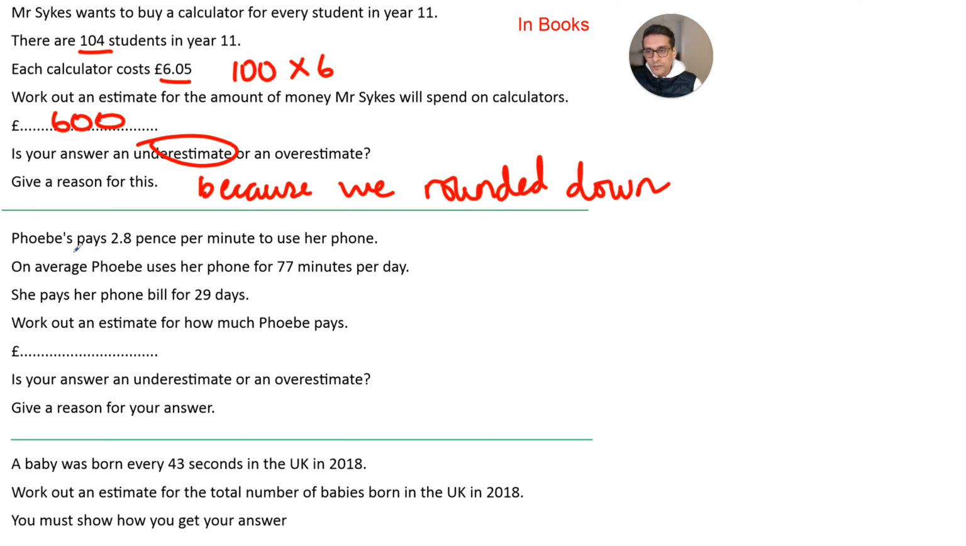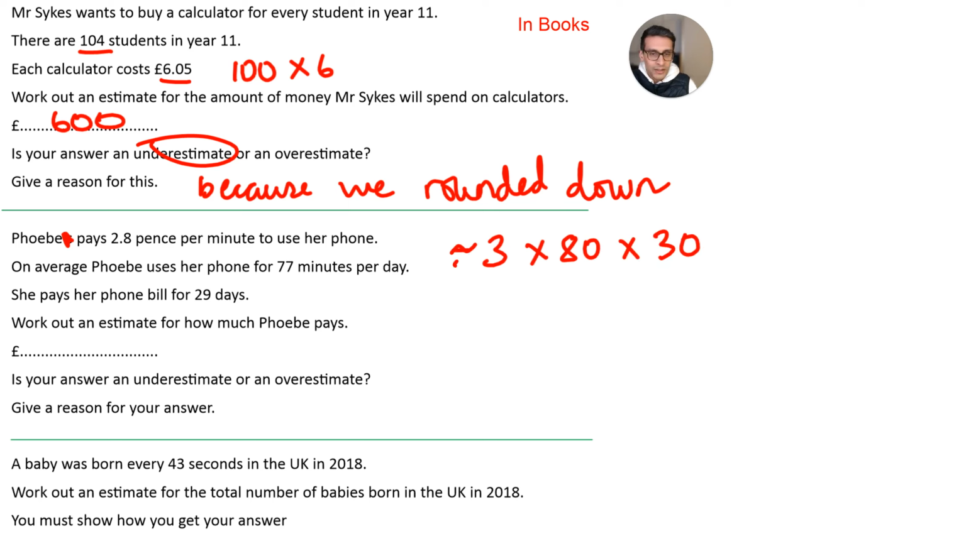Okay, the next one. Phoebe pays 2.8 pence per minute to use her phone. So every minute she speaks on the phone is 2.8 pence. On average, Phoebe uses her phone 77 minutes a day, and she pays her phone bill for 29 days. What's an estimate for the cost? So 2.8 is basically 3p a minute, and we're going to multiply it by 80 minutes a day, and then multiply that by 30 days.